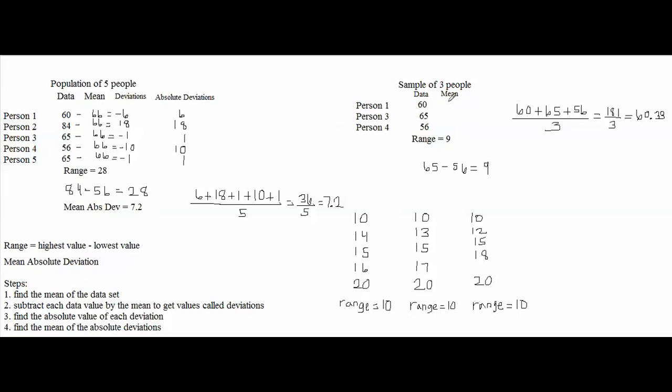So we're going to be subtracting each of these by 60, since we rounded the mean to 60. We're doing step 2, which is subtracting each value by the mean. 60 minus 60 is 0. 65 minus 60 is 5. And 56 minus 60 is negative 4. These are our deviations.